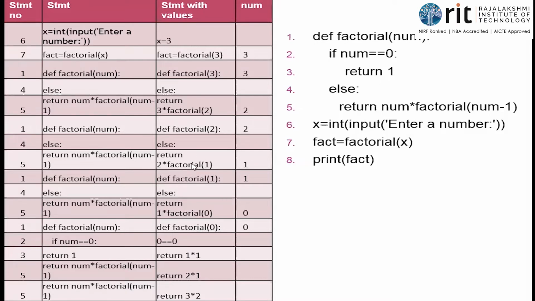Then 2 into 1, what is the answer I get? 2, isn't it? Return 2. Where will it return? To where I called factorial of 2. Okay, now 3 into 2, what is the answer I get? 6. The 6 should be returned to which place? To the call, the factorial of 3 function call. So the answer 6 has come. Fact is equal to 6. So print fact. The answer is 6. Able to get it? And that is what is explained here in these lines.